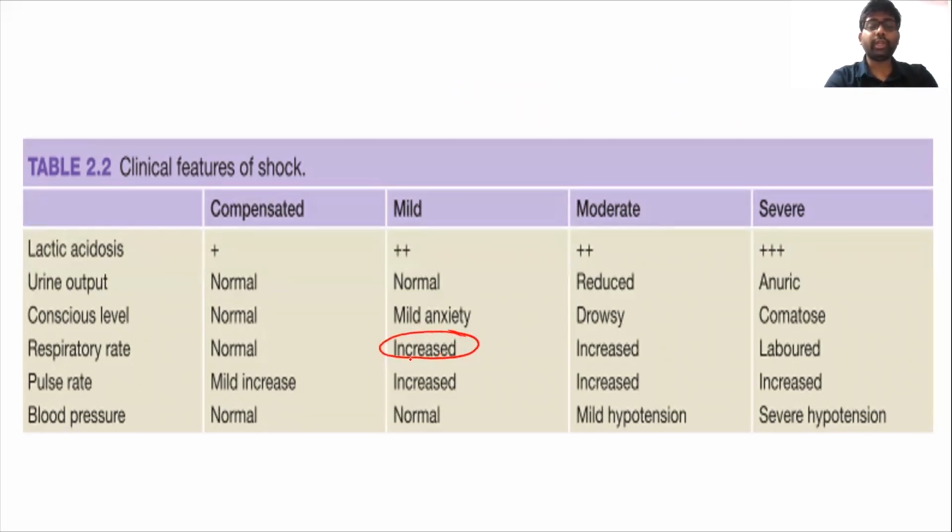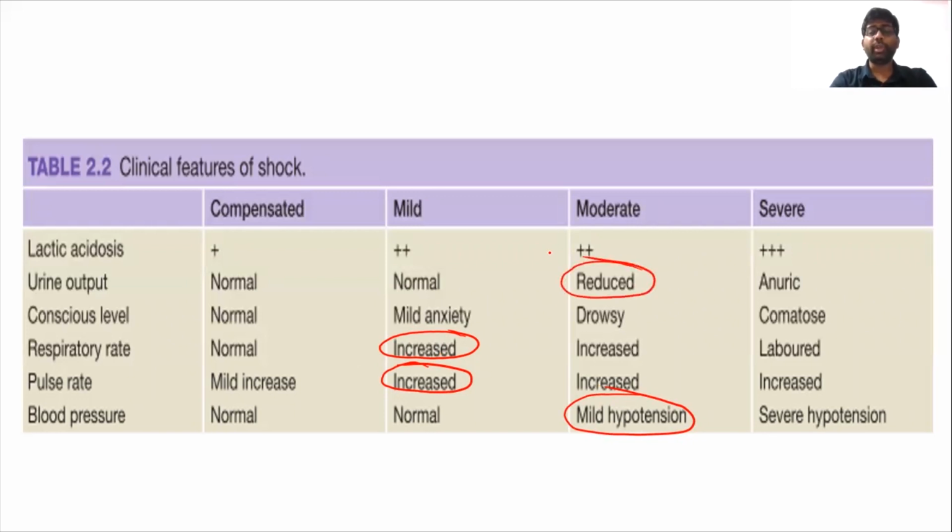If they ask you when does the tachycardia start, it's the class 2 shock. When does the hypotension start? It's in the class 3 shock. And when does the urine output start to decrease? It's the class 3 shock. So these four questions can be asked from this.